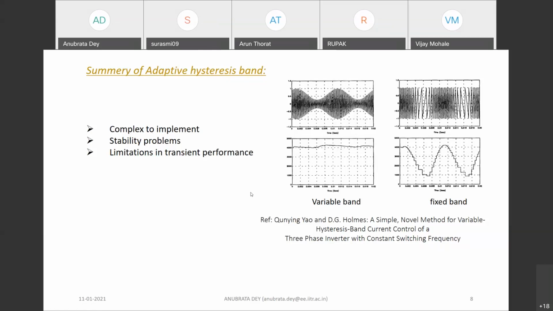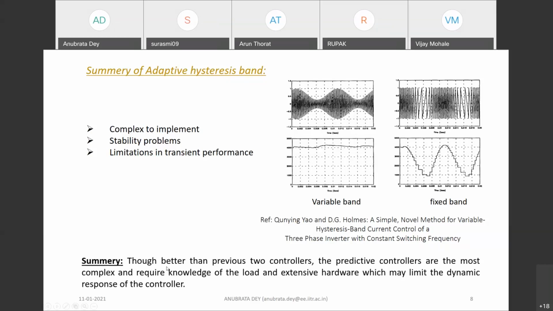So in a summary, we can say that though it is better than the previous two controllers, meaning the on-off control and the ramp based control, the predictive controllers are the most complex and require knowledge of the load and extensive hardware, which may limit the dynamic response of the controller. So this is the basic limitation of the adaptive hysteresis band based control.